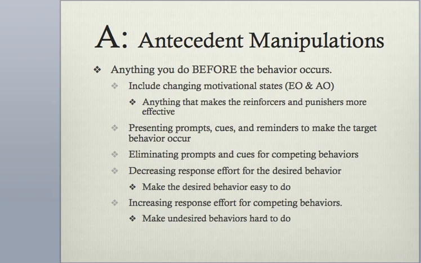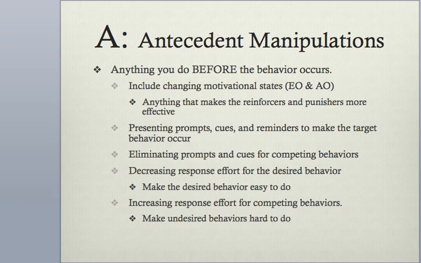We also can, in terms of antecedents, create prompts and cues and reminders that make our behavior more likely to occur. So, for example, putting a little sticky label on your bathroom mirror that reminds you of what the goal is today. I had a student who wanted to increase his tendency to put his seatbelt on before he started the car. So he put a sticky note on the steering column that just said seatbelt, and so that provided him with a prompt or a cue for what to do correctly.